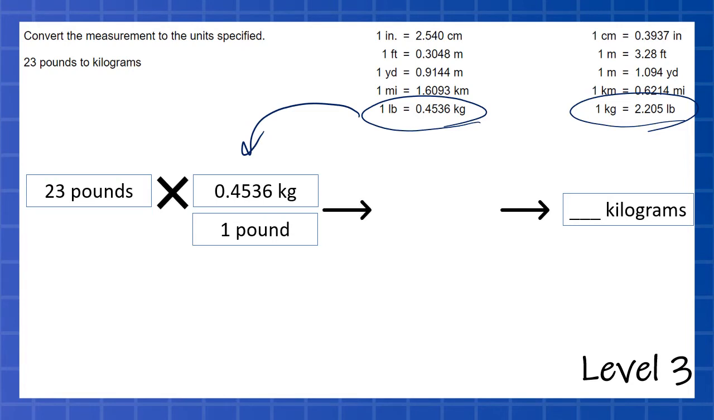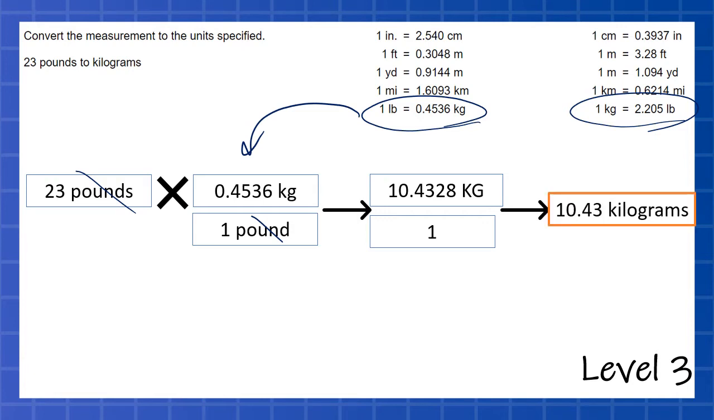We're going to multiply that. And guess what we get? We get 10.4328 kilograms over 1. Remember, pounds have canceled out. And so the reason I picked to put it over 1 is because now I can just say, boom, 10.43 kilograms is my answer.